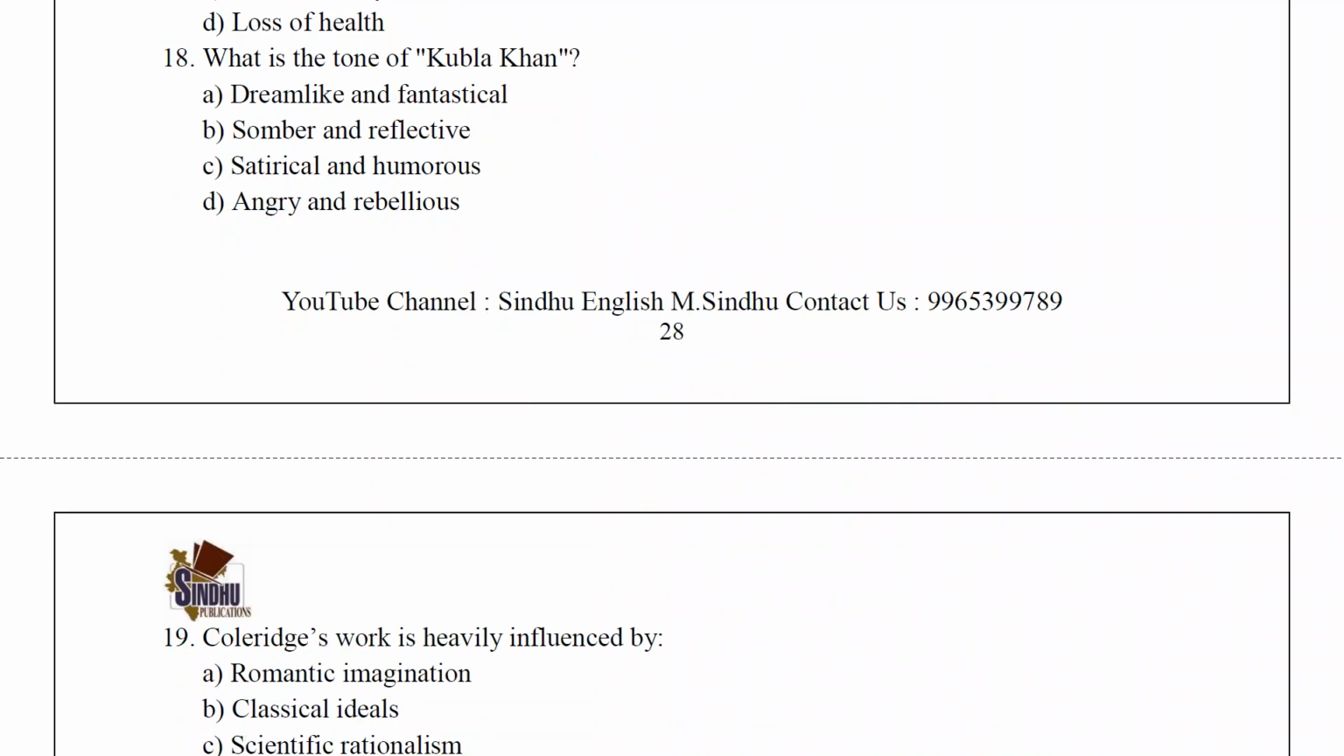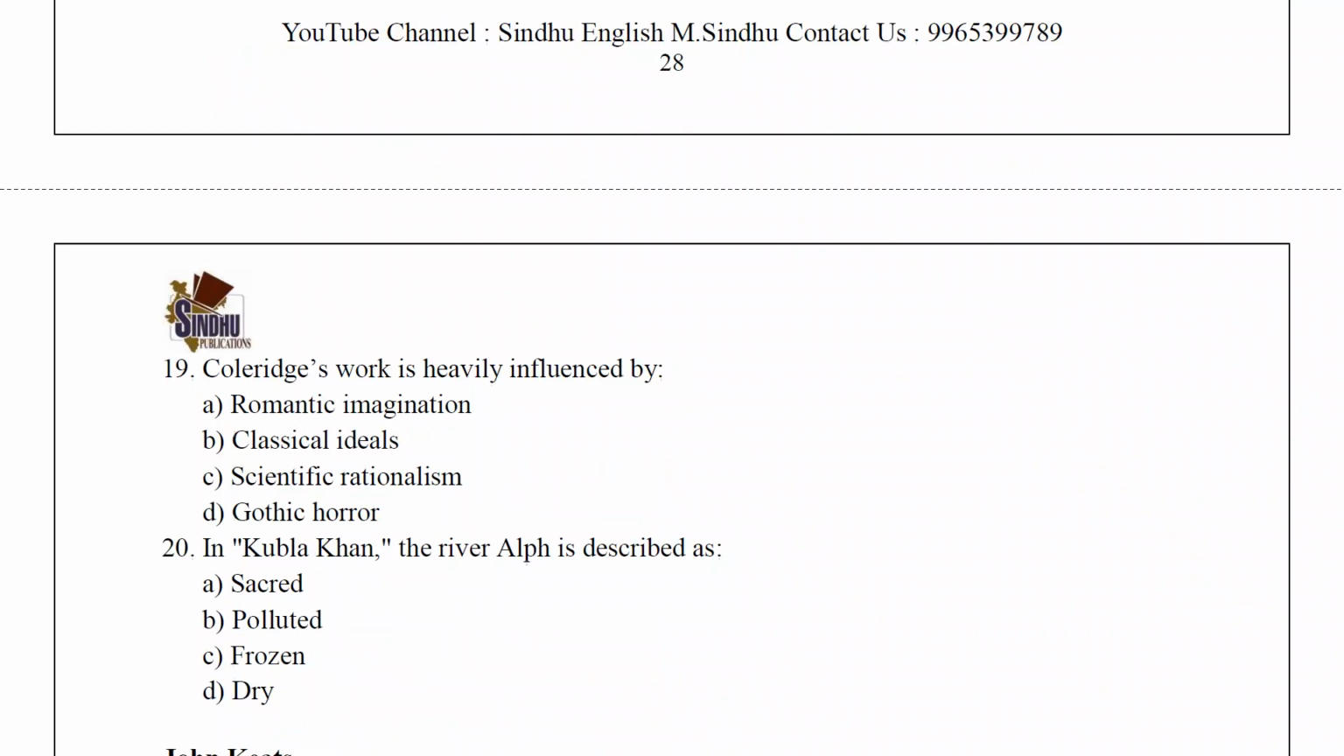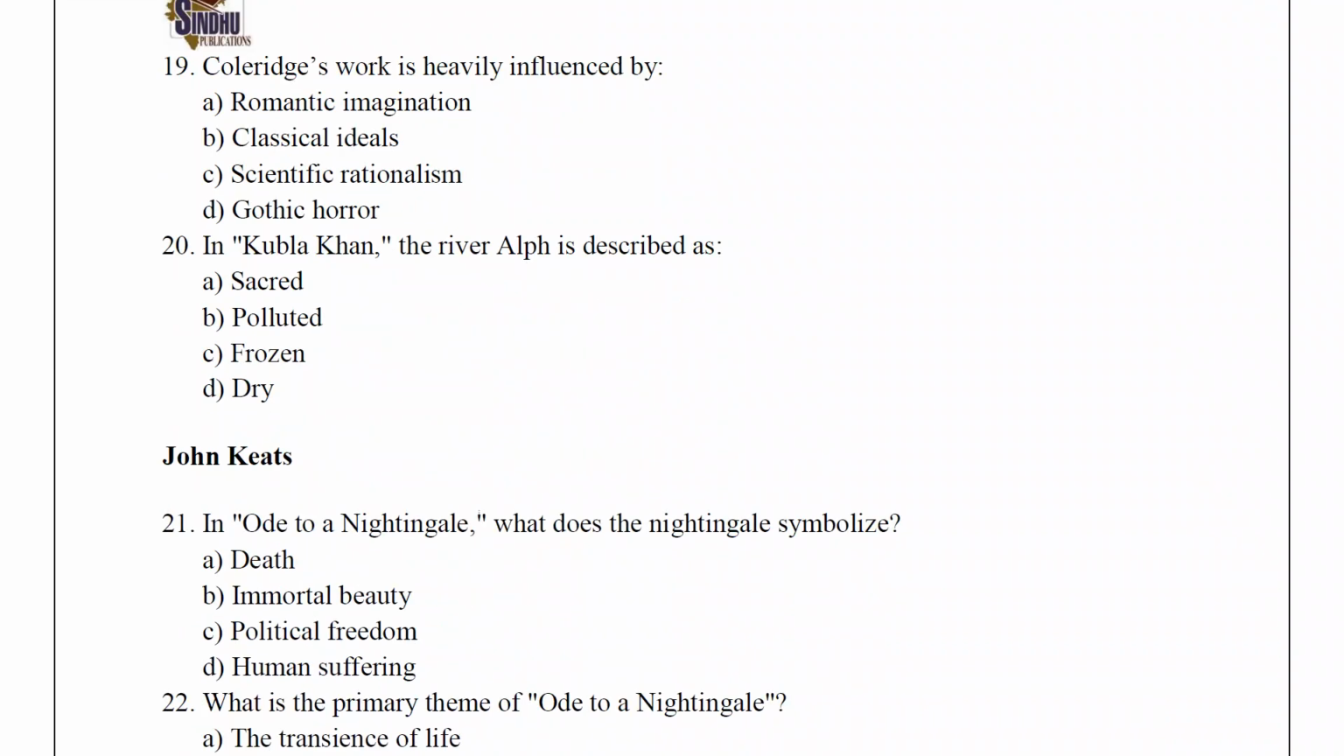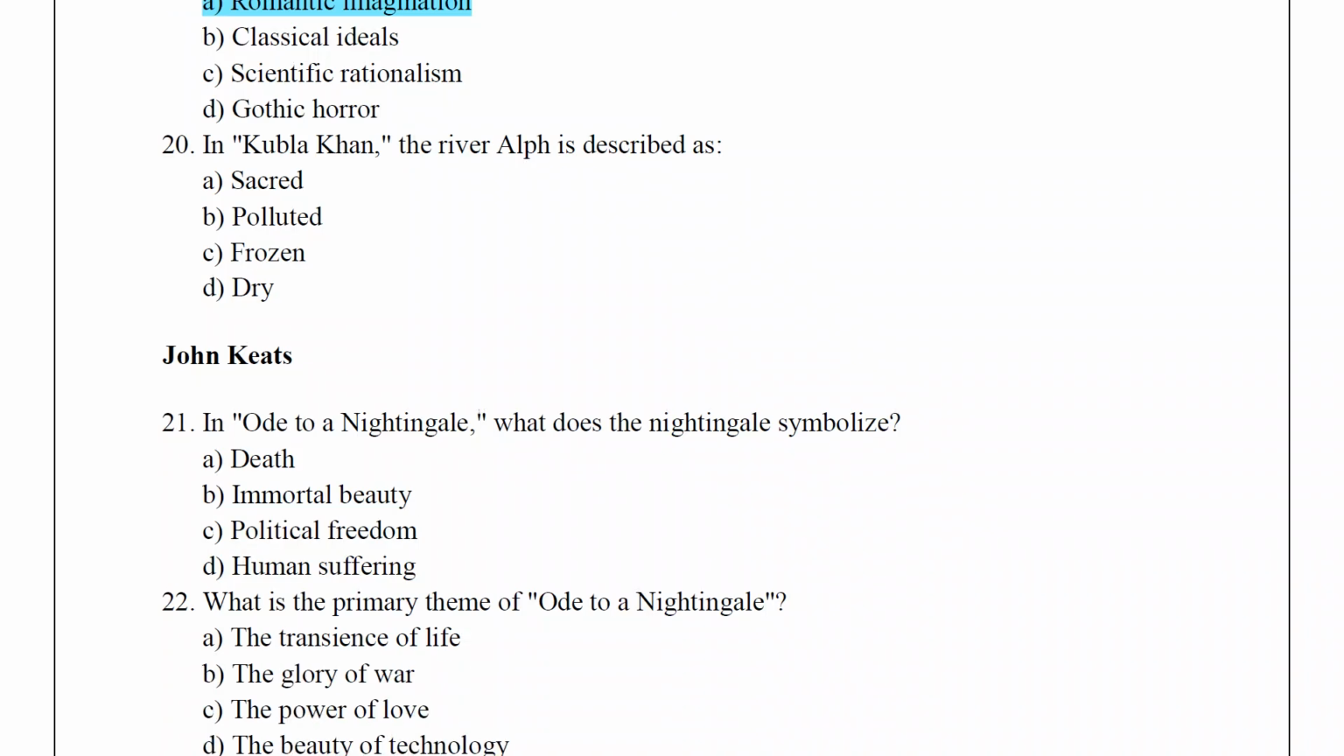What is the tone of Kubla Khan? Dreamlike and fantastical. Coleridge's work is heavily influenced by romantic imagination. In Kubla Khan, the river Alph is described as sacred.